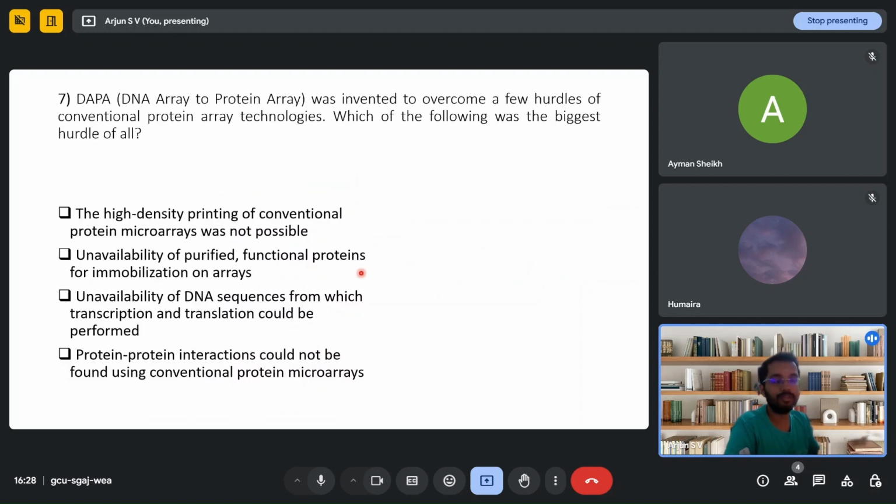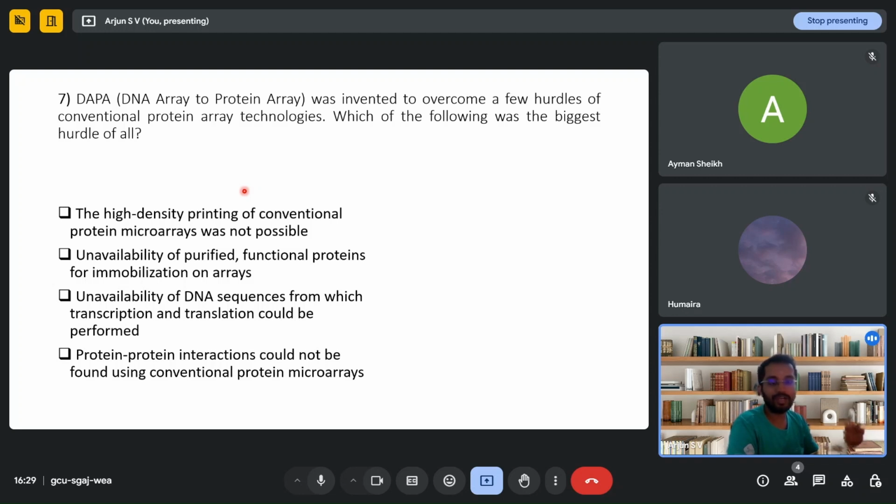So coming back to the next question, seventh question: DAPA, which is DNA array to protein array, was invented to overcome a few hurdles of conventional protein array technologies. Which of the following was the biggest hurdle of all? So this is a pretty theoretical question. So DAPA was mainly invented because if you perform protein to protein microarray, you couldn't. There is a high.